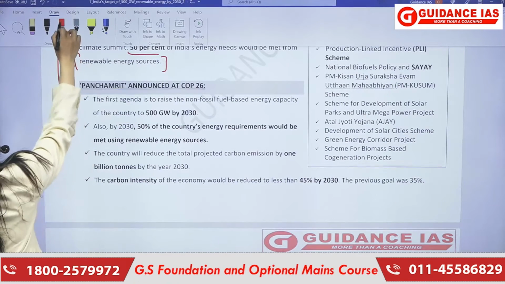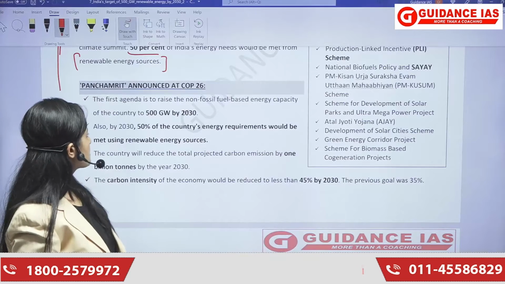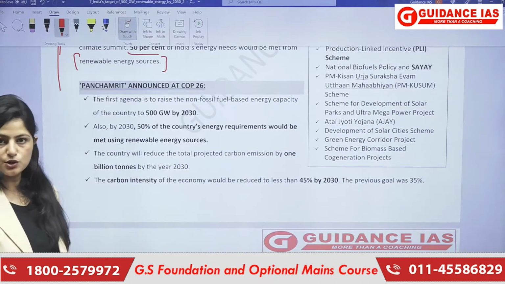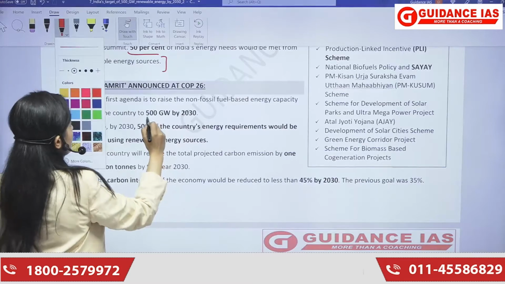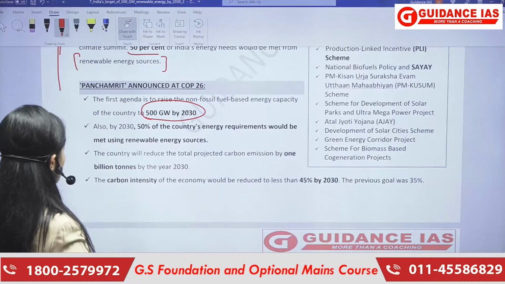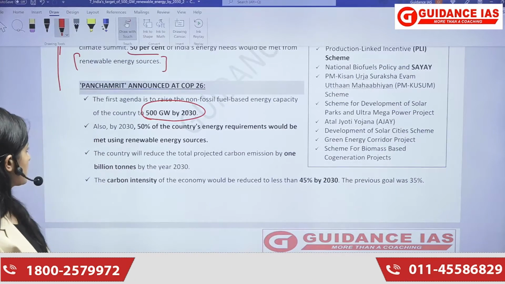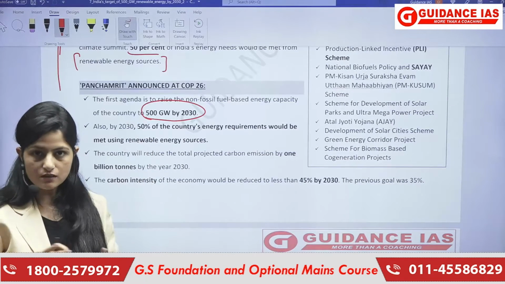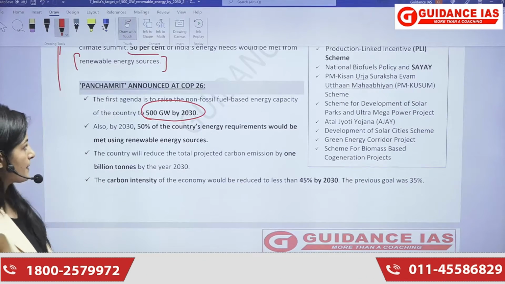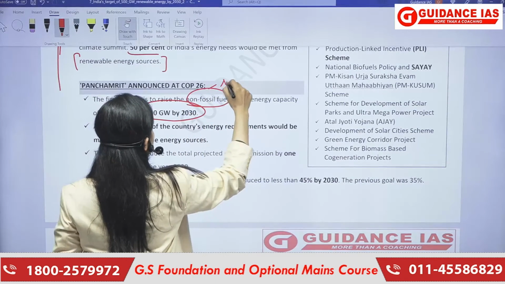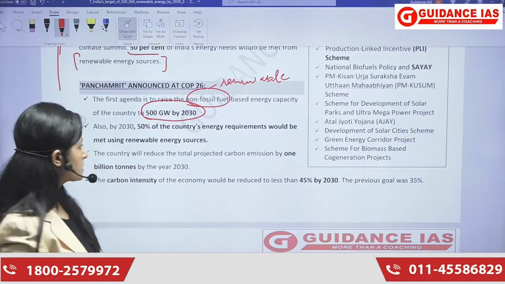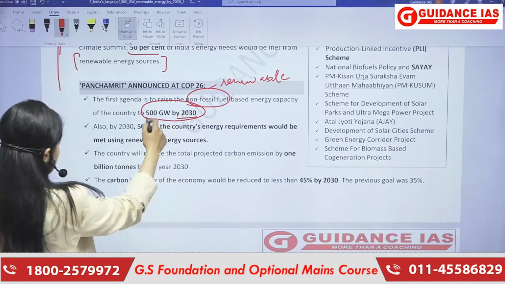The first target or the first promise announced was that we will be raising our renewable energy capacity to 500 gigawatts by 2030. This was the first commitment we made, that we will be raising our energy production to 500 gigawatts in terms of renewable energy. So the first agenda is to raise the non-fossil based energy capacity. Non-fossil is only the renewable thing. So we talked about increasing renewable energy sources to 500 gigawatts by 2030. This is important. The year is important. And of course, the unit which we have promised.